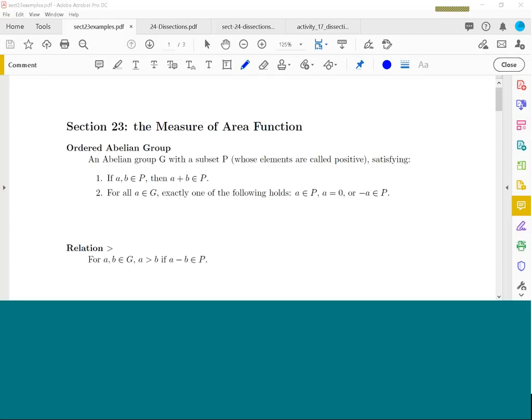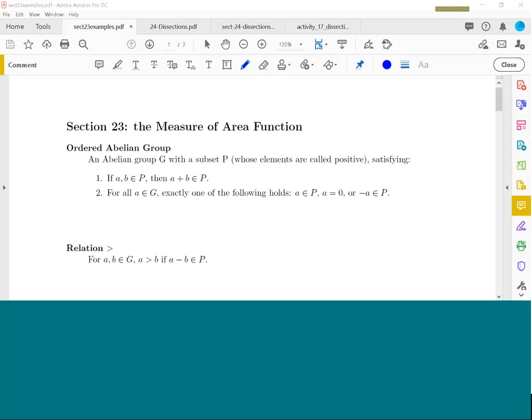All right. So the plan for today is to talk about sections 23 and 24. Sections 22 that we talked about last time and 23 deal with area. And section 24 deals with dissection, which is highly related to area. So we're really not going to focus tons and tons on area.